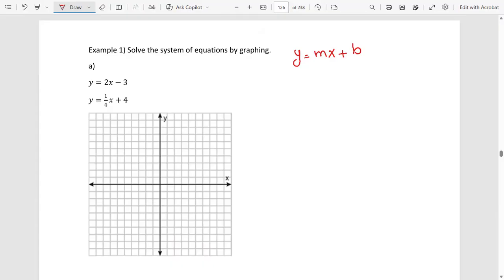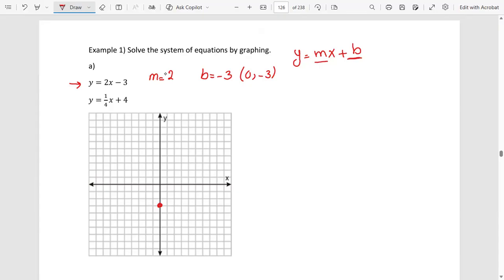If it's not in this form, we can make it. We can just change the order and make sure that y is by itself on one side, then start graphing. Because when we have it in slope-intercept form, we can start with the y-intercept, and then based on the slope, we know how much rise and run we have to find other points. For the first equation, the slope is 2, and the y-intercept is -3. That means we have the point (0, -3). On the y-axis, -3 is the first point.